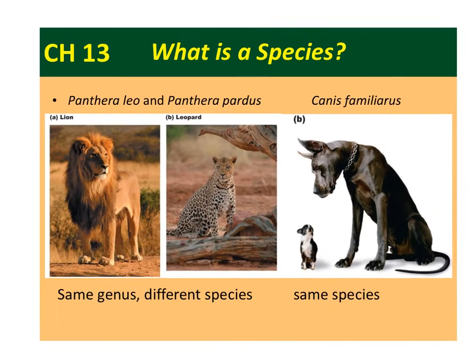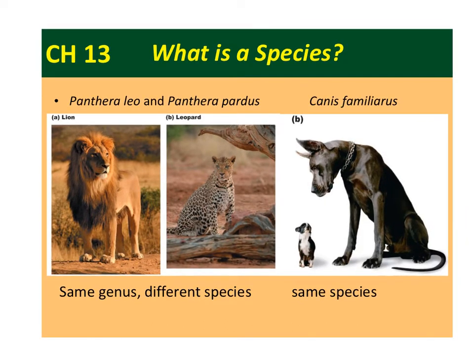So, what's a species? Well, these are a lion and a leopard. They're both in the felid, or the cat family, and they're both in the same genus, Panthera. They're separate species. Why? Well, they look different, don't they? The thing is, why are they actually a separate species?